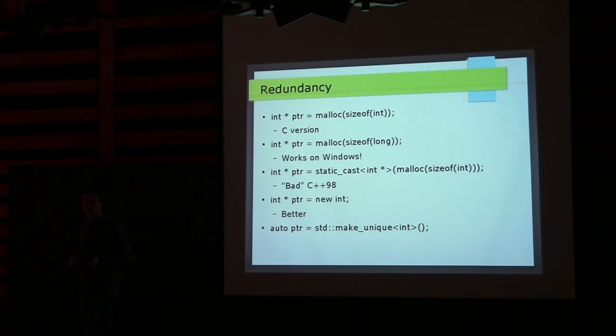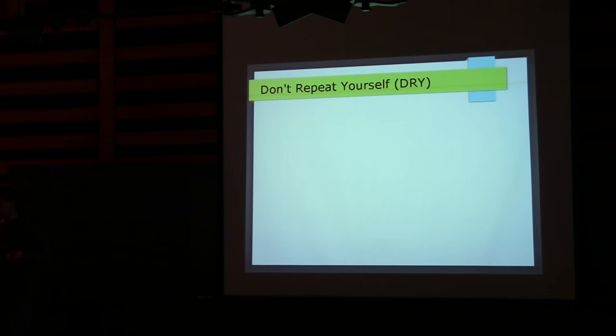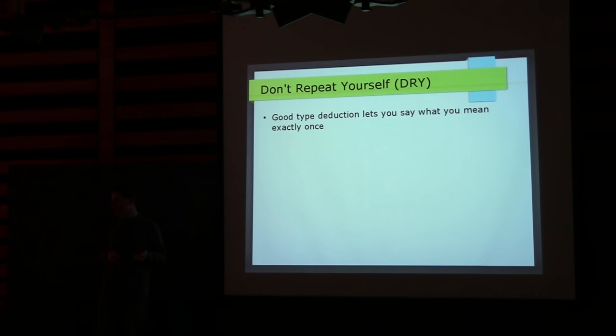Now, better than that is this. Now, rather than having an int pointer mean it might refer to something, it might own something, we have just the one type for it. But going more into detail, that would be more for another presentation. But this would be the C++14 way to allocate memory to something. So the general idea here is the principle of don't repeat yourself, or DRY.